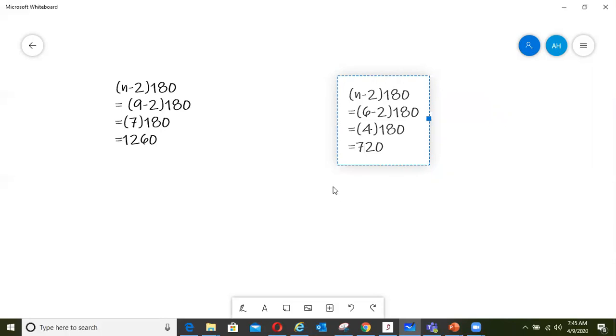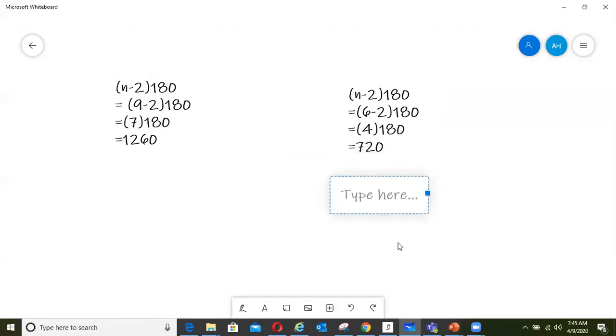But we need to find the value of one angle. So I still need to divide 720 by 6 because the regular hexagon contains 6 congruent angles. So I'll divide it by 6 to get 120 degrees for each.